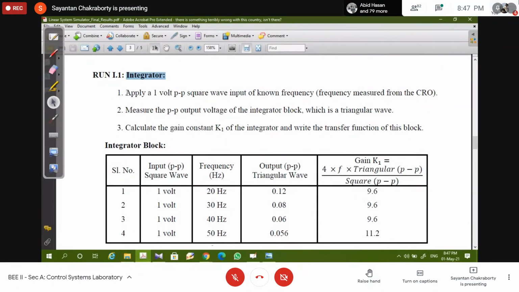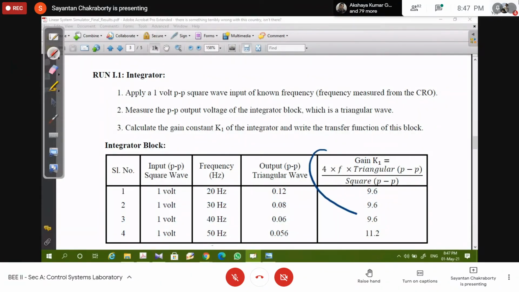What we will do, we'll apply a 1 volt peak to peak. But unfortunately, while doing the experiment, you could only apply 0.5 volt peak to peak. And then we will measure the peak to peak output voltage of the integrator block, which will be a triangular wave. And we will calculate the gain based on this formula. Let us see how this experiment actually takes place.